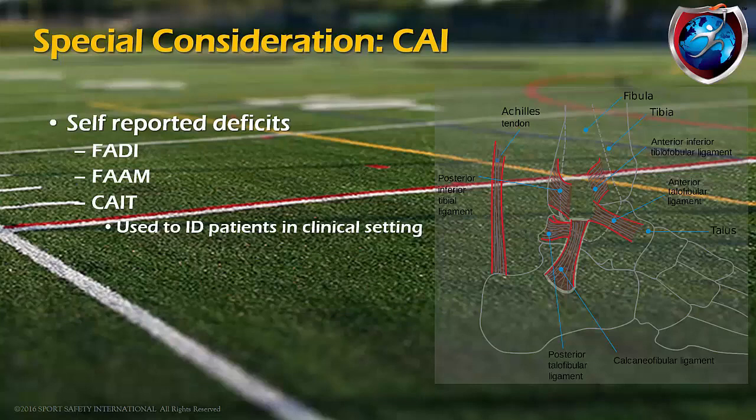Several instruments have been developed to detect self-reported deficits associated with CAI. The Foot and Ankle Disability Index, the Foot and Ankle Ability Measure, and the Cumberland Ankle Instability Tool, or CAIT, are tools with published values for validity or reliability or both. They may be useful in identifying patients who are experiencing CAI.